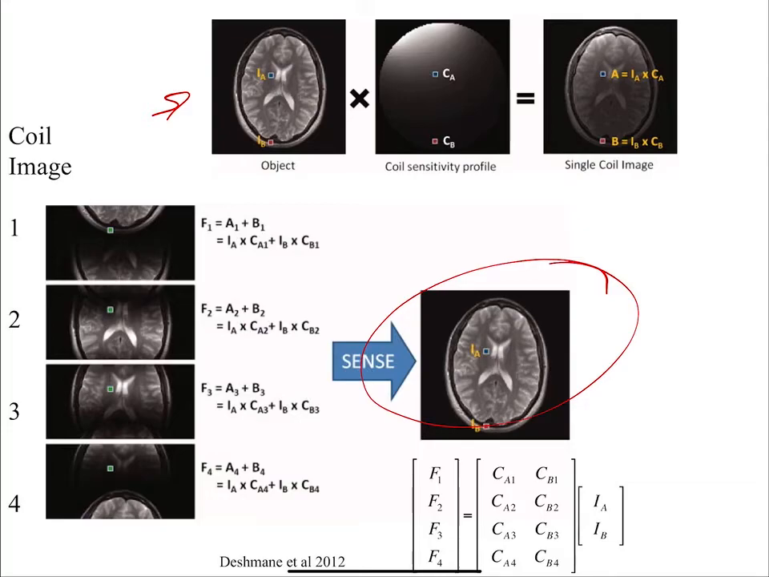So parallel imaging is now standard. Within 15 years, any scanner you go onto will have parallel imaging, because it allows you to go faster, because you don't have to acquire so many k-space samples.